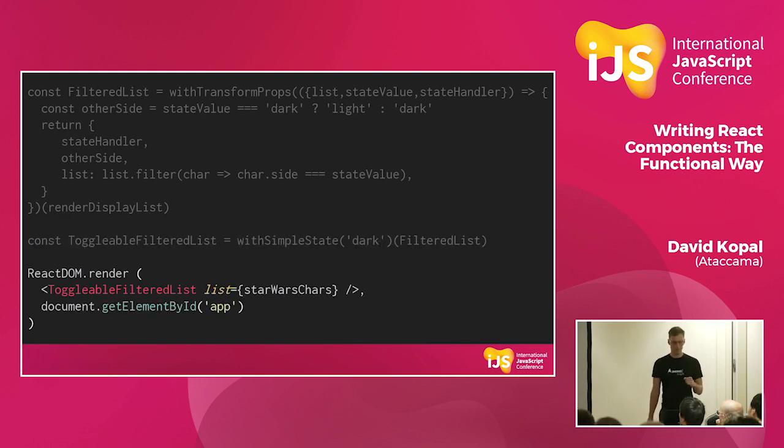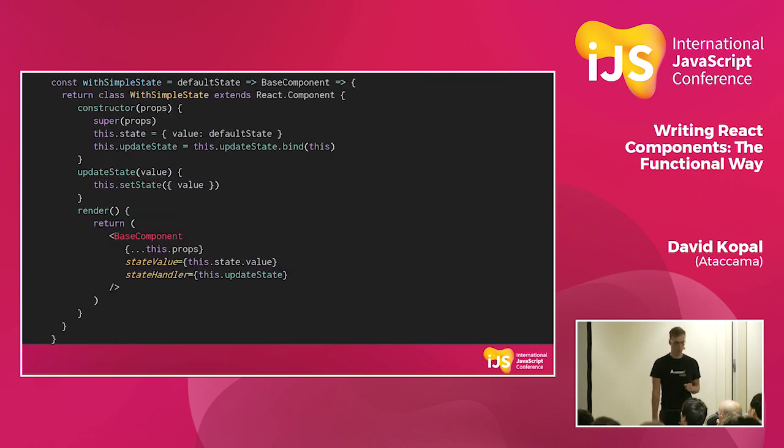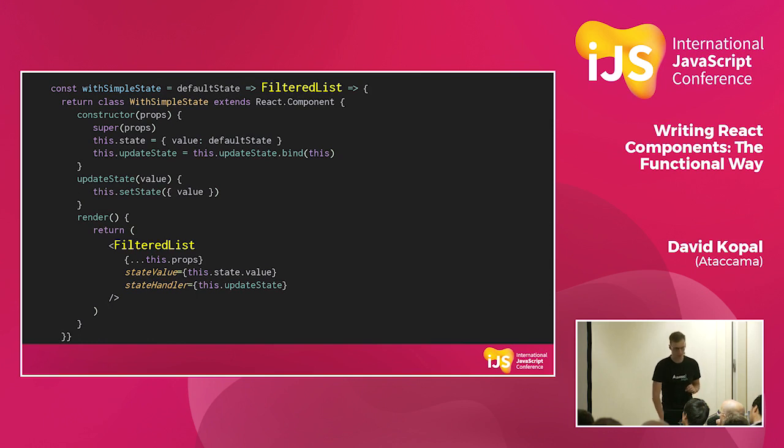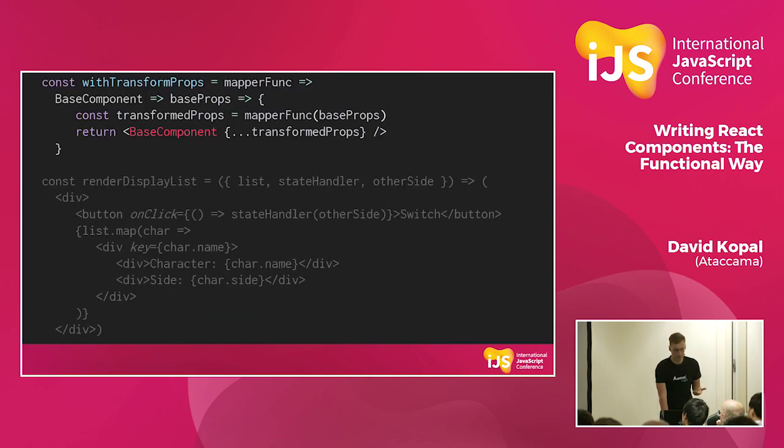And then we render it, we pass it a list with Star Wars characters, and now we know what is happening, but we need to keep in mind that the base component is filtered list. So it works like this: we establish a state handler and pass it down to the filtered list along with the list prop. This way we render filtered list. The props go to our filtered list, which is our with transform props.